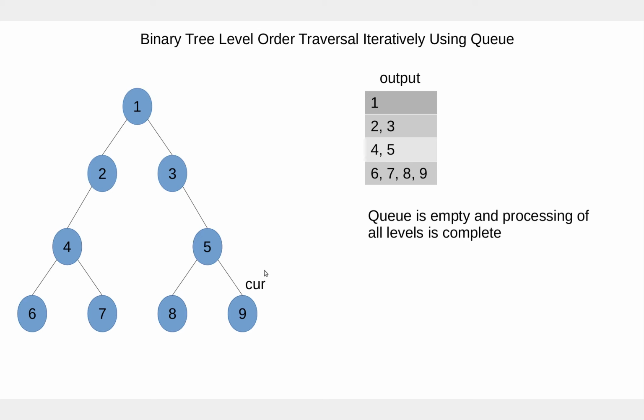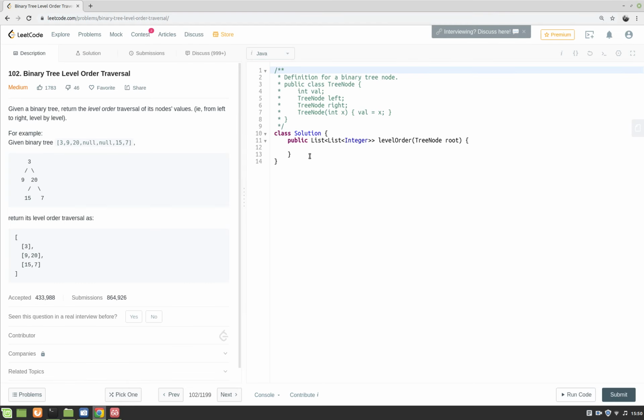So with this understanding, let us try to code. Here the return type is a list of integer lists, so we'll create that. We'll name it output. We can define a queue of tree nodes based on the linked list implementation. We could do some error checking. So if root is equal to null, we can just return the empty list. Now initially we'll add the root node to the queue.